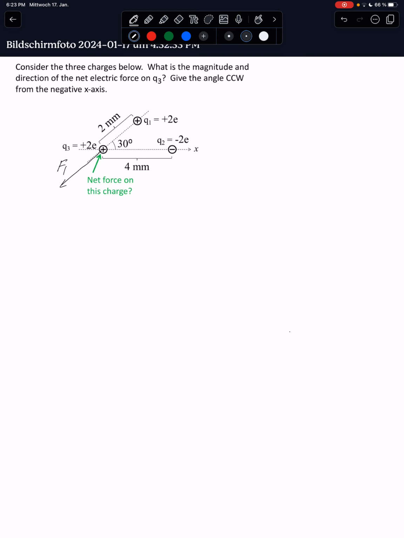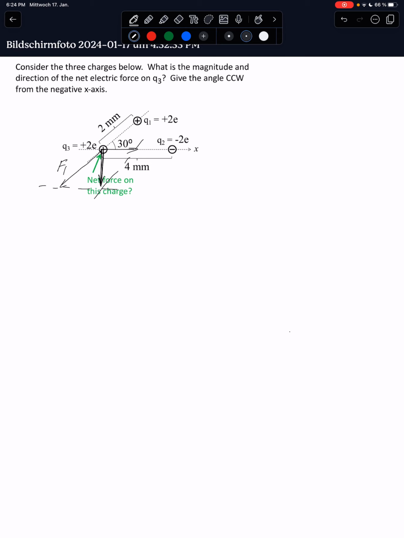So charge number 1 and charge number 3 repel each other, and this defines the direction of the force F1. The charge number 3 and number 2 attract each other because they're opposite, right? So it will be in this direction, like this, and we found the net force. So approximately it will be like that. Okay, it's quite approximate though.